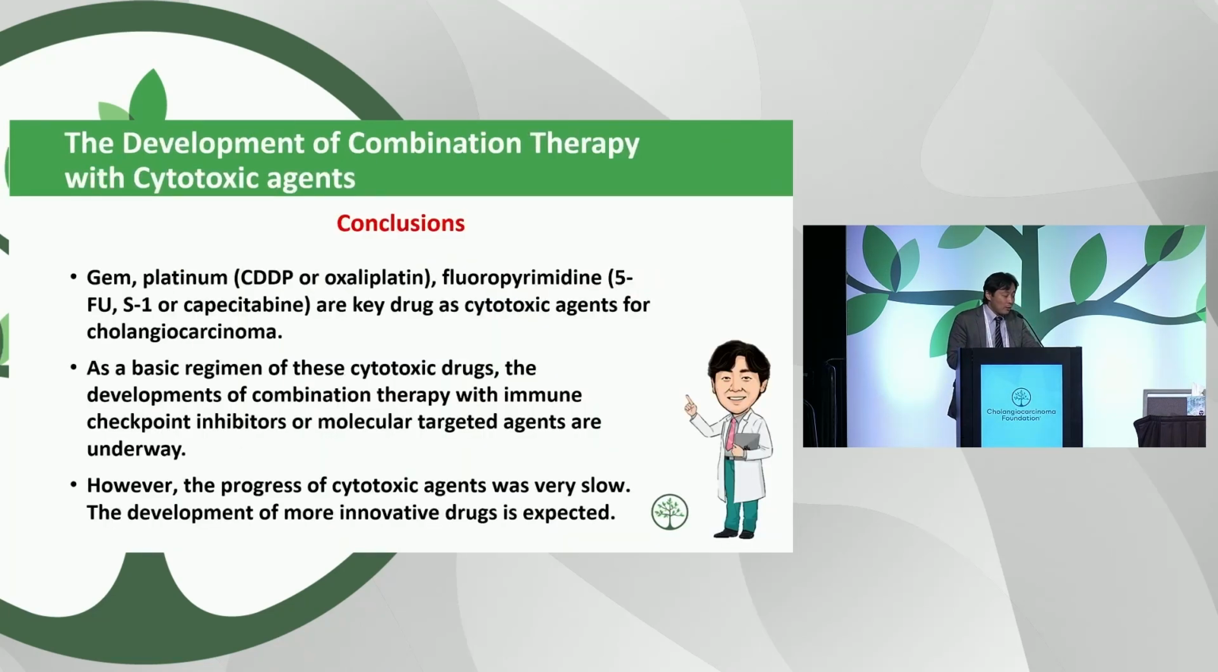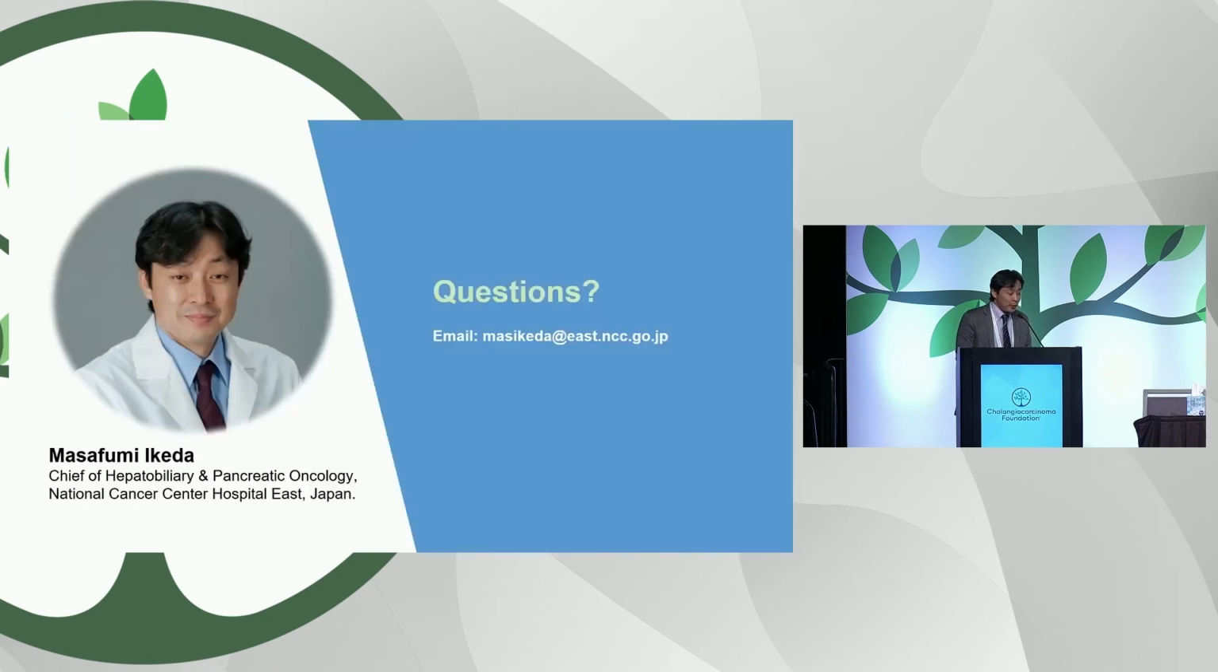So, in conclusion of my talk, gemcitabine, platinum, and fluoropyrimidine are key drugs as cytotoxic agents for cholangiocarcinoma. As a basic regimen, with these cytotoxic drugs, the development of combination therapy with immune checkpoint inhibitors or molecular targeted inhibitors is underway. However, the progress of the cytotoxic agents was very slow. The development of more innovative drugs is expected. Thank you for your kind attention.